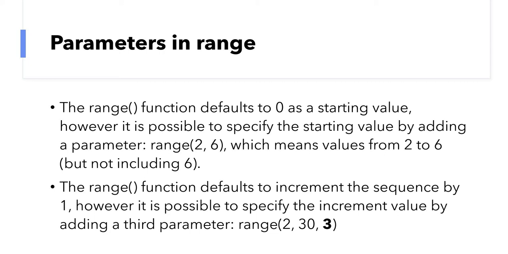Parameters in range. The range function defaults to 0 as a starting value. However, it is possible to specify the starting value by adding a parameter, that is range(2, 6), which means values 2 to 6 but not including 6. The range function also defaults to incrementing the sequence by 1. However, it is possible to specify the increment by adding a third parameter, range(2, 30, 3).